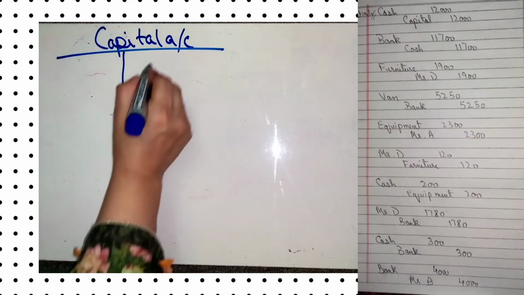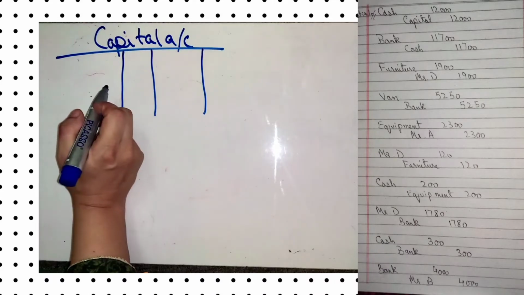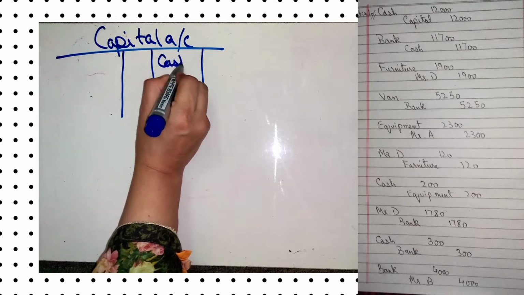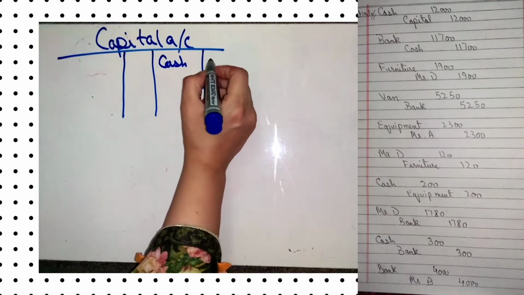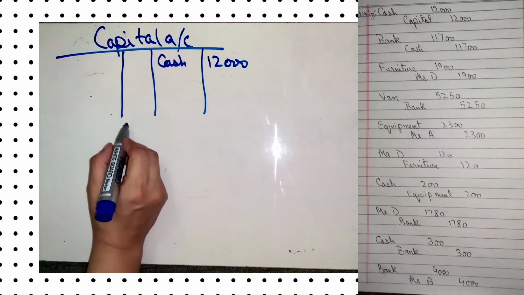Okay, starting off with the capital account. We'll make the T account of capital. It's so simple, only one entry. Okay, now cash to capital. So capital was on the credit side, so we'll write cash on the credit side, 12,000.